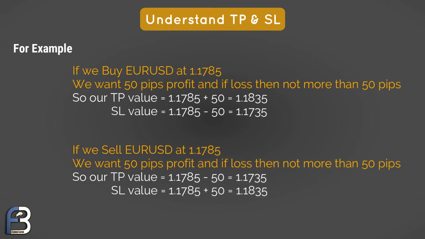So let's move further with a Euro sell example. If we sell Euro at 1.1785, and we want 50 pips profit, and if the trade goes into loss, here also we would like to limit the loss at 50 pips only. So for this, we need to put a TP value at 50 pips below the entry price, that is, 1.1735. And an SL value at 50 pips above the entry price, that is, 1.1835. So in both cases, when the market moves, whichever value the market reaches first, either TP or SL, the trade gets closed there automatically, and that will finalize the result with profit or loss.